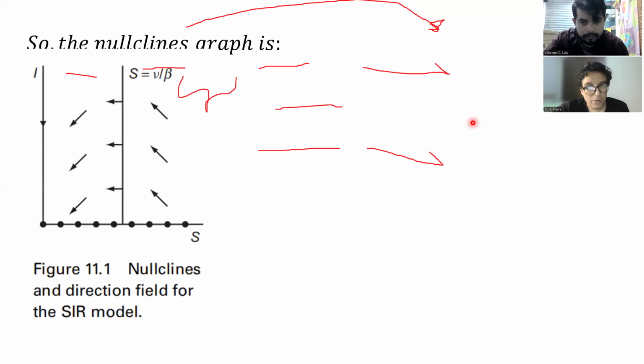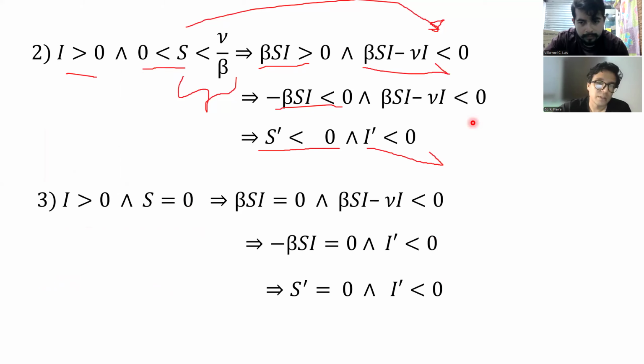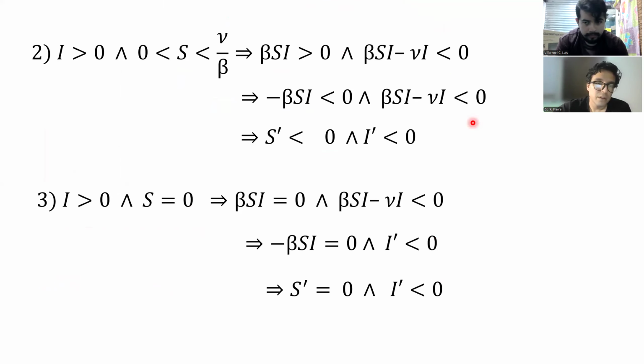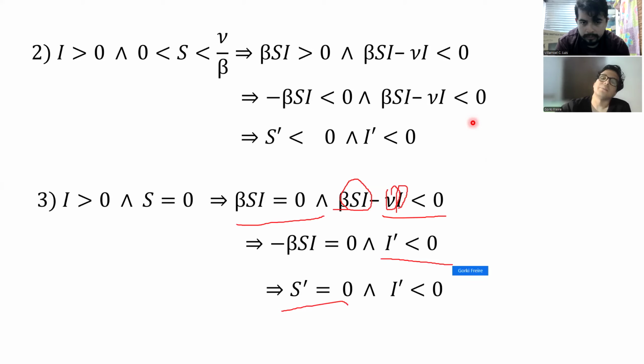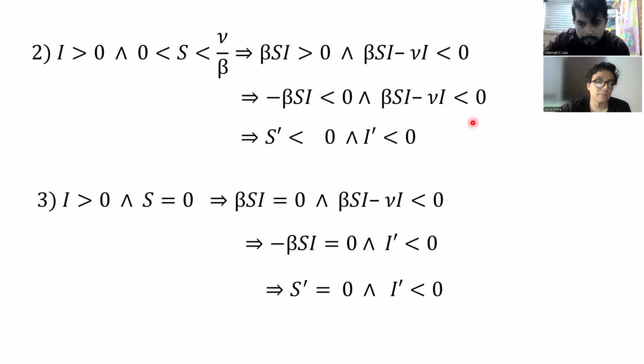Now we analyze the third equation. When S equals 0, the derivative of S is going to be 0, so it keeps constant. But since this one is 0 and this one is greater than 0 and this is greater than 0, this is going to be negative. So I prime is going to be negative, and I is decreasing. That's what we see on the graph when S equals 0.